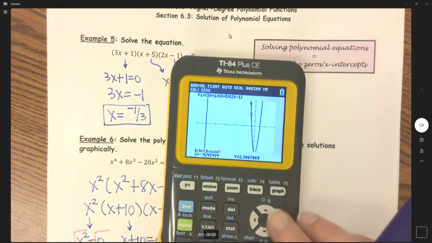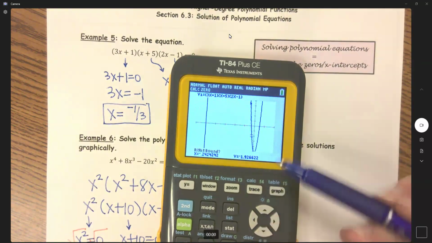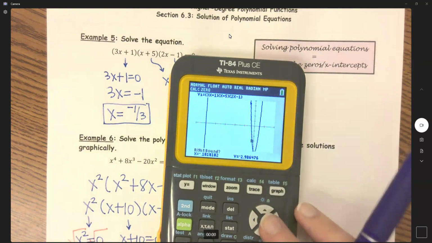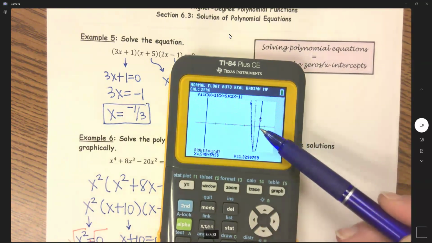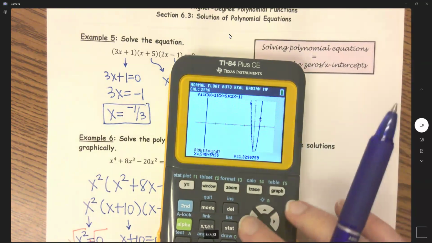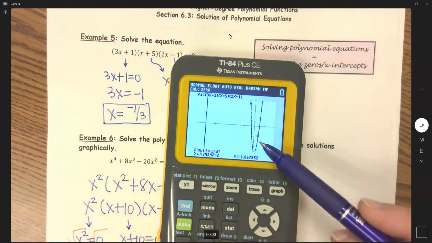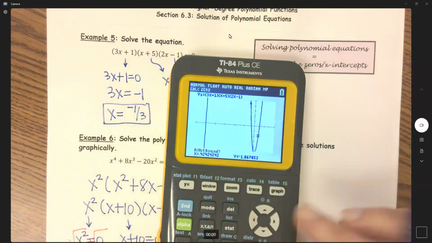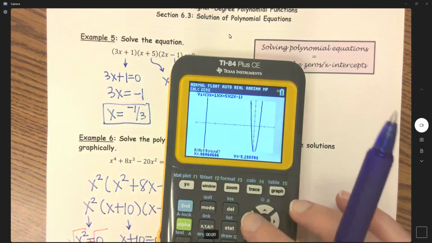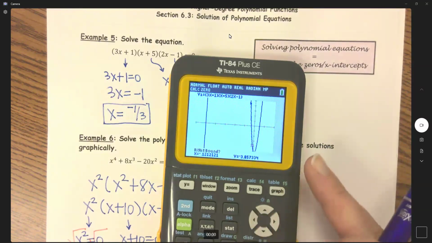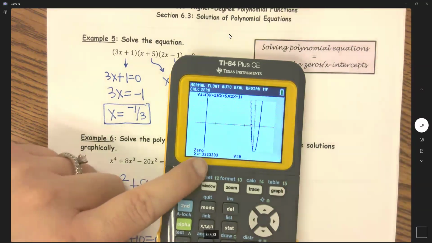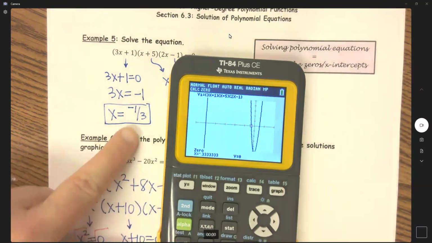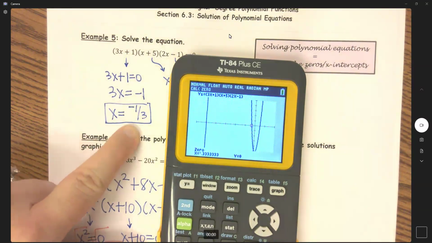Now I need to go to the right. So I want to go somewhere down over here. I don't want to go too far to the right where I am past another x-intercept. So I need to go somewhere over here. I could be down here and that's fine. I haven't gone past this one, but I am going to go more up here. Okay, hit enter through the guess and you get that -0.3 repeating, which is -1/3.